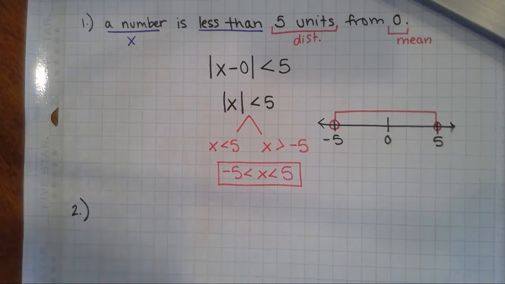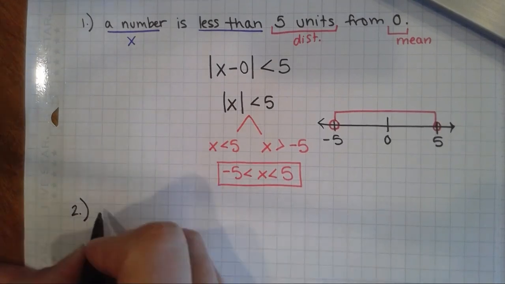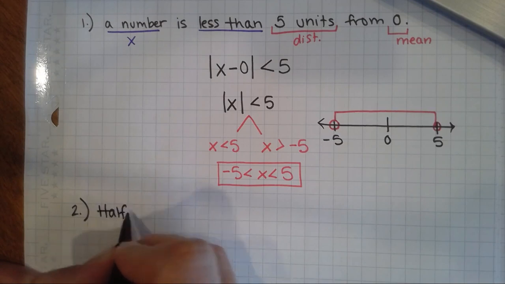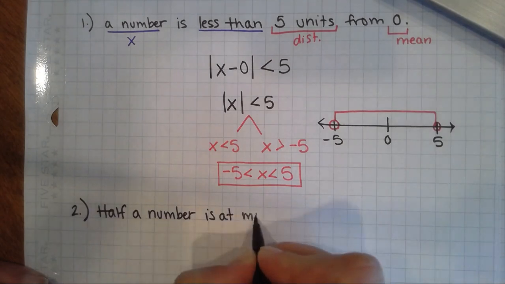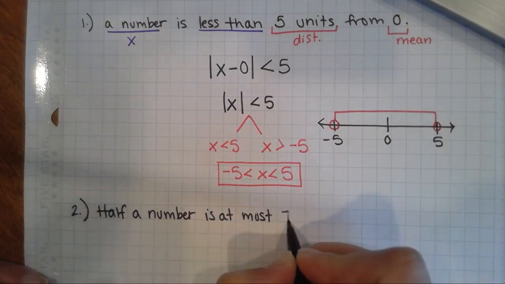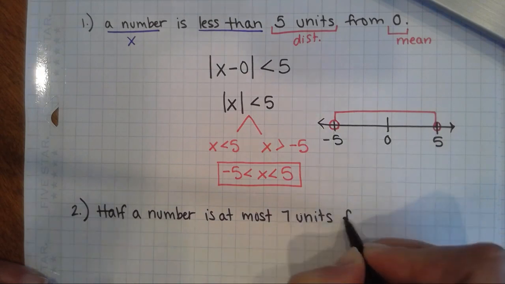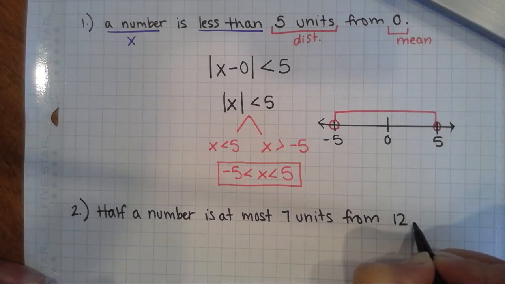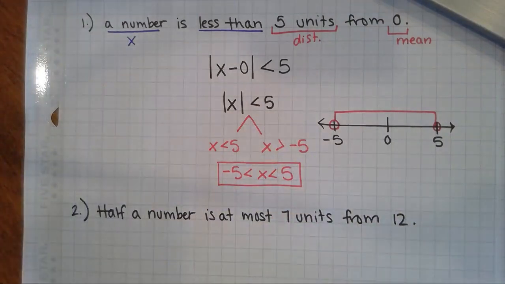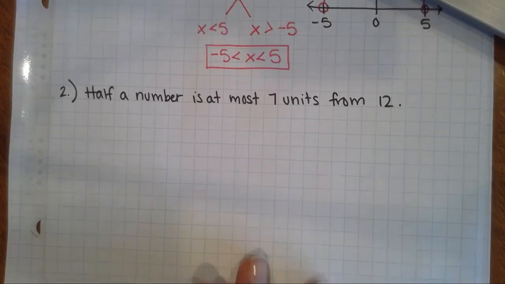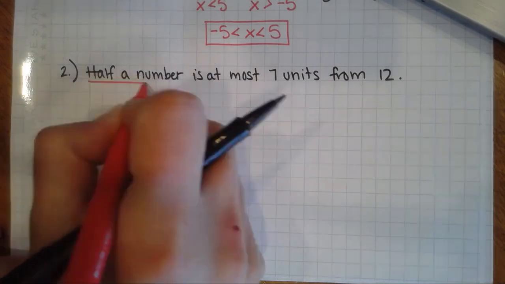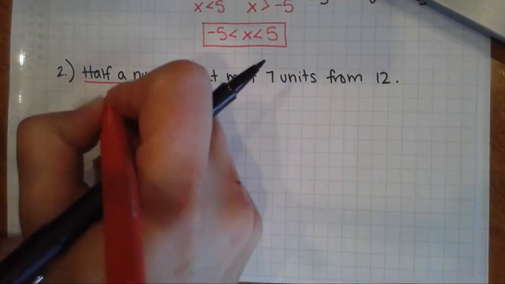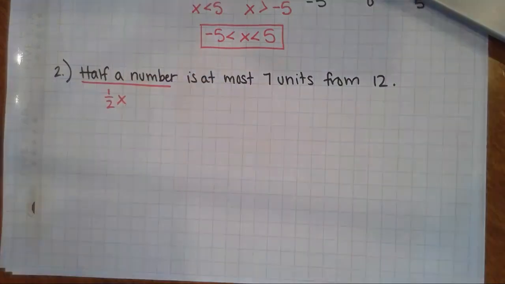Okay, number 2. Let's say half a number is at most 7 units from 12. Half a number is at most 7 units from 12. Okay, so let's break this down. First, we're going to have half a number. Okay, so we can write that as 1/2 x, right, or 0.5x, or x over 2. They all mean the same thing.